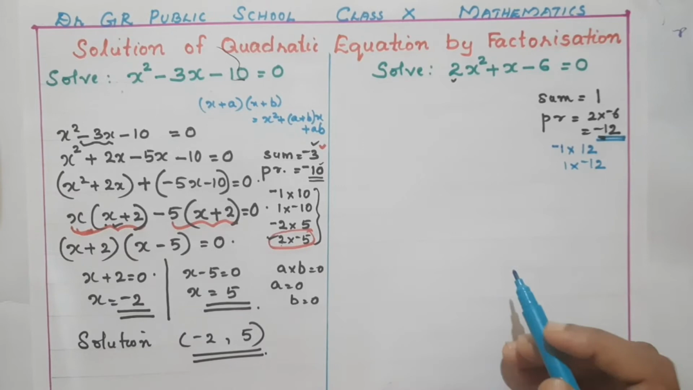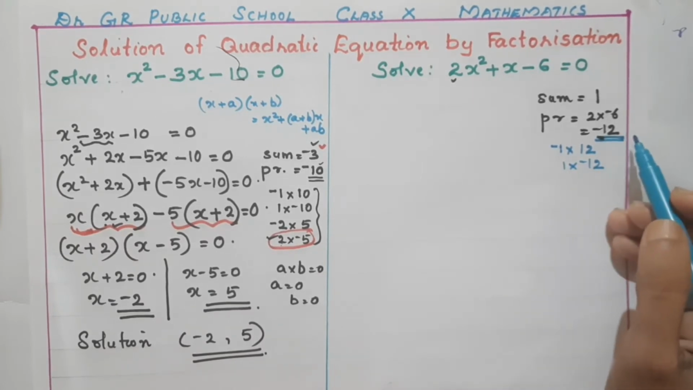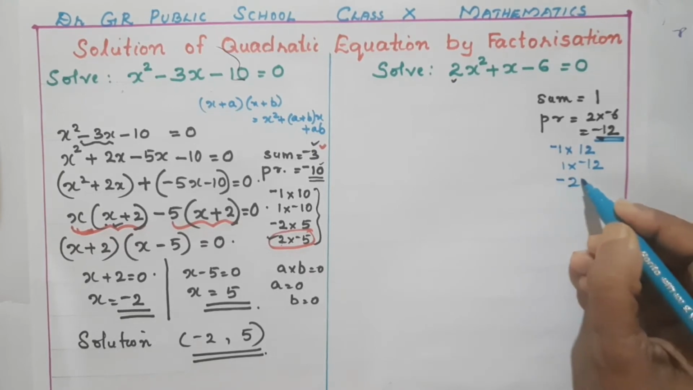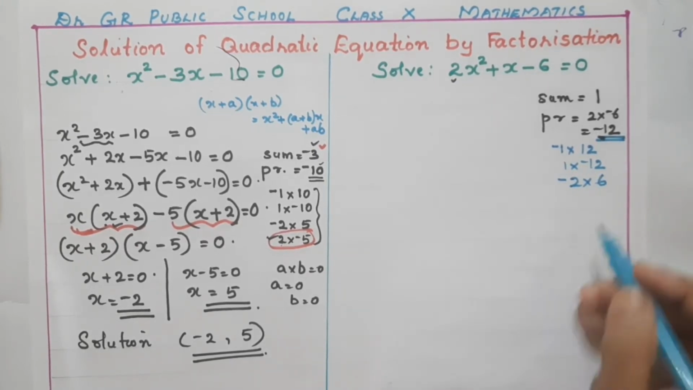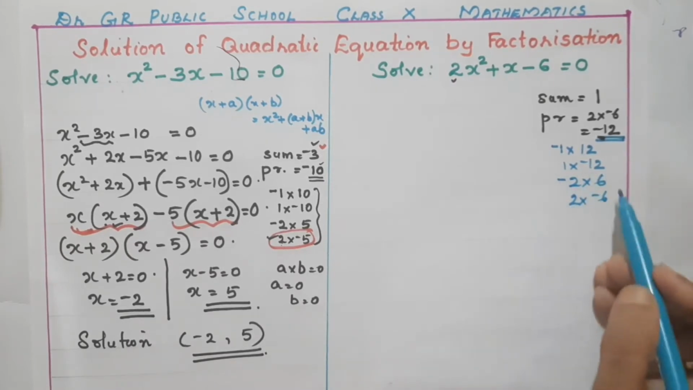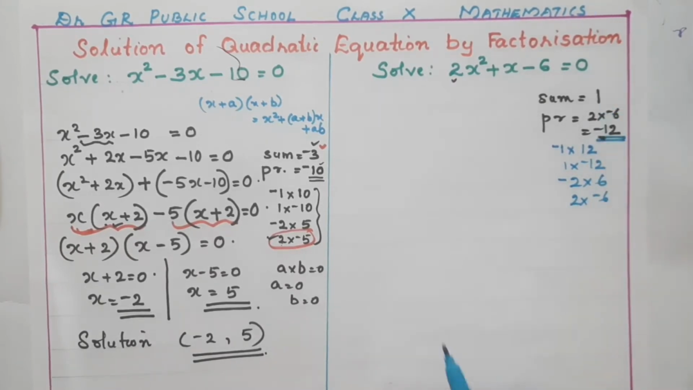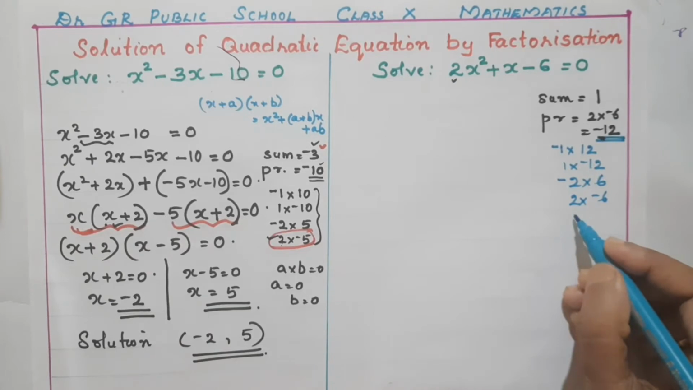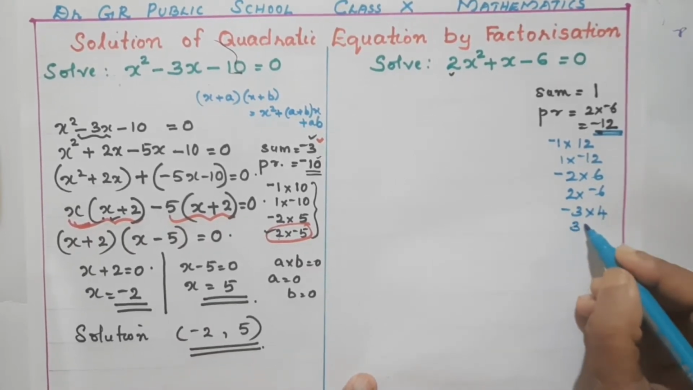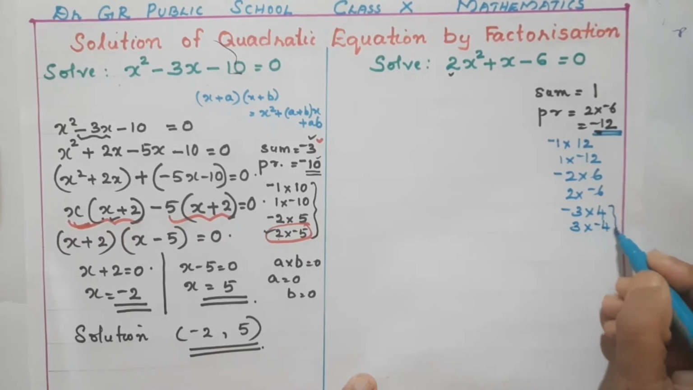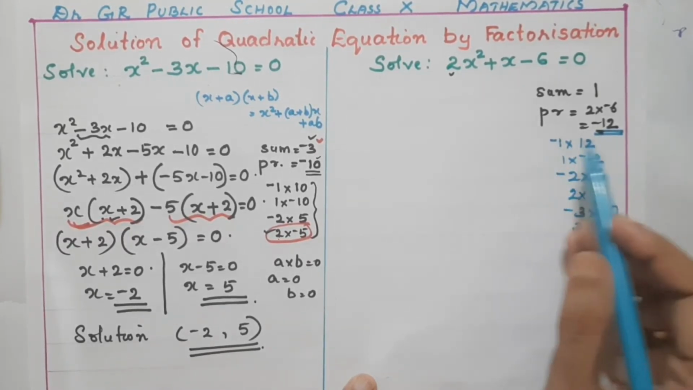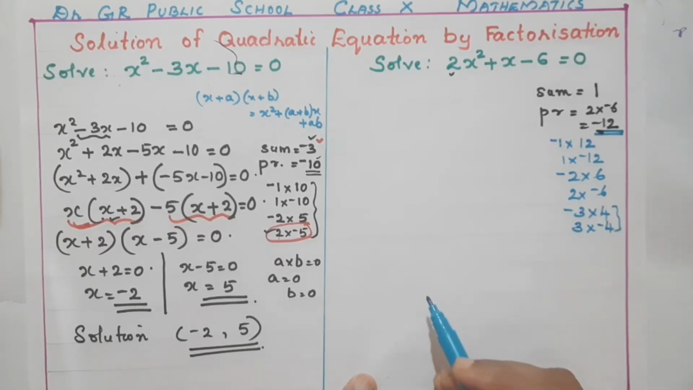So, we can't apply this. Then, another product form for minus 12: minus 2 into 6 or 2 into minus 6. Here also we won't get the sum as 1. Now another one, minus 3 into 4 or 3 into minus 4. These two also give minus 12. Now these are the factorizations of minus 12.